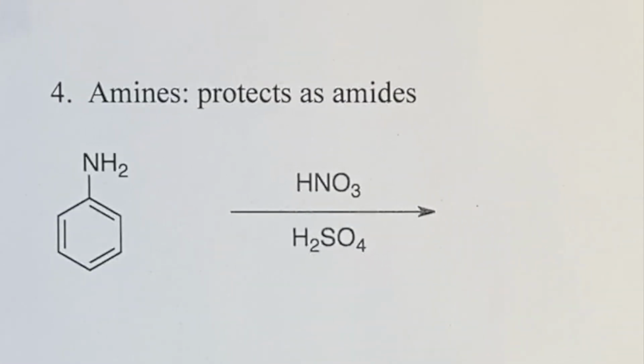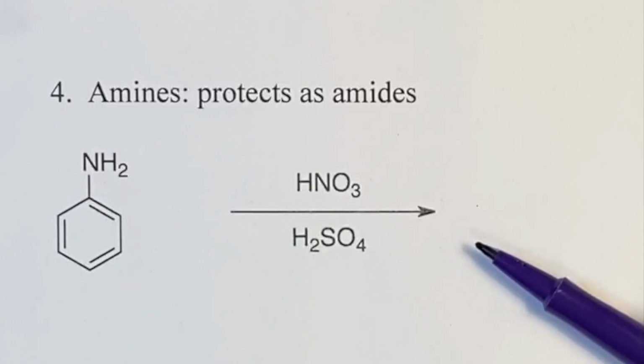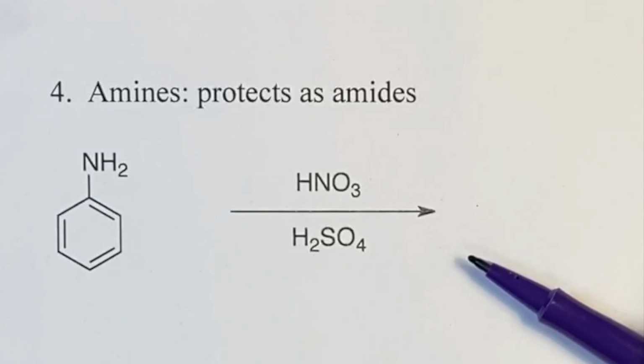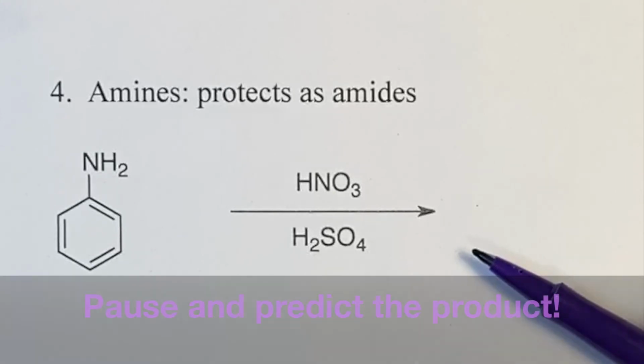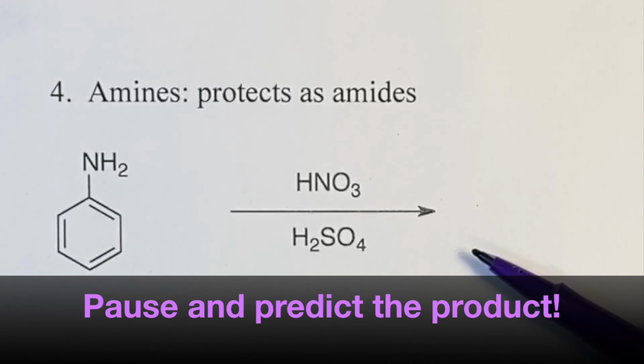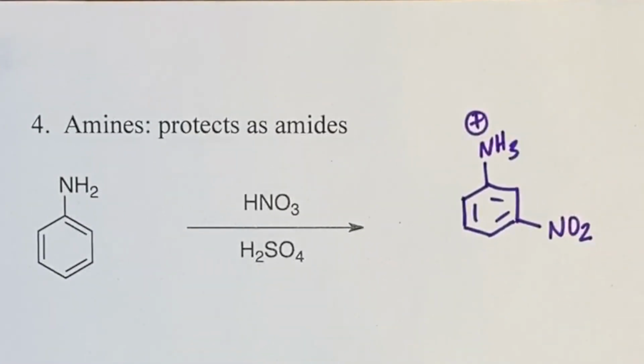The last group we're going to discuss is amines. If we need to protect an amine, we can protect an amine as an amide. Consider the following reaction. What would happen if we treated aniline with nitric acid and sulfuric acid? Think about this reaction. What would the product be? It's not the product that you probably would have predicted way back in our discussion of electrophilic aromatic substitution. Is this the product you predicted?